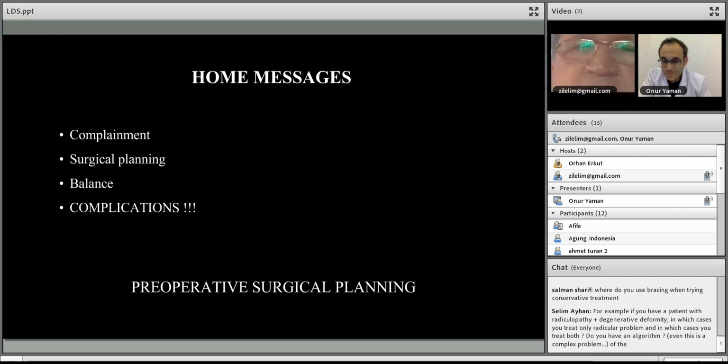Another question is about a patient with degenerative deformity and radiculopathy. Do you perform surgeries for radiculopathy only in case of degenerative deformity? And is there an algorithm for that?